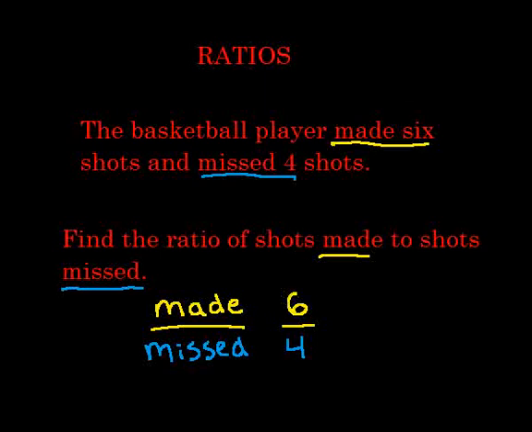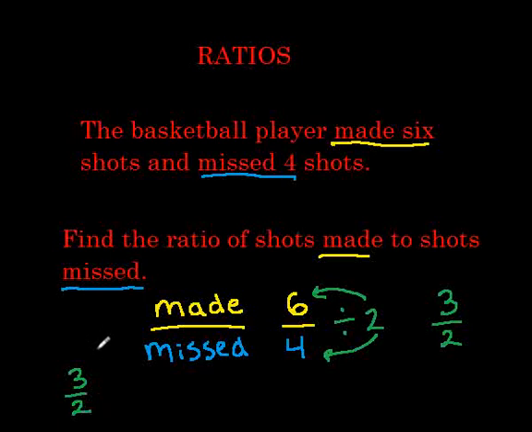So now all I need to do is go ahead and reduce this fraction. And so to reduce this fraction, I need to find a number that divides into 6 and 4 at the same time. And so that's a 2. And 2 divides into 6, so I'm going to divide 2 into 6. 2 divides into 6 3 times. And 2 divides into 4 2 times. So I can write that fraction 3 over 2.